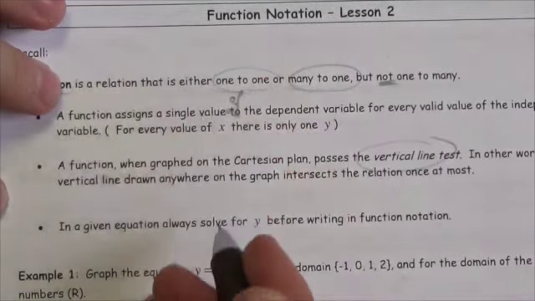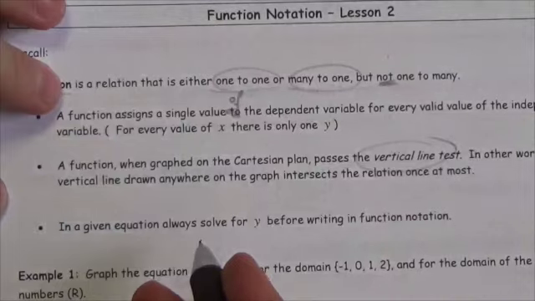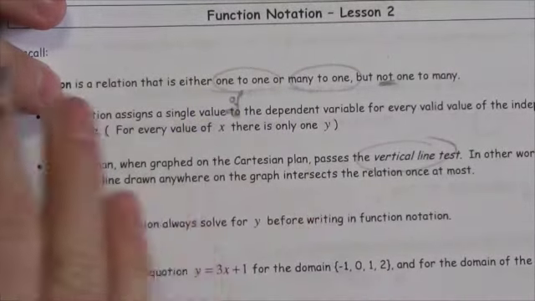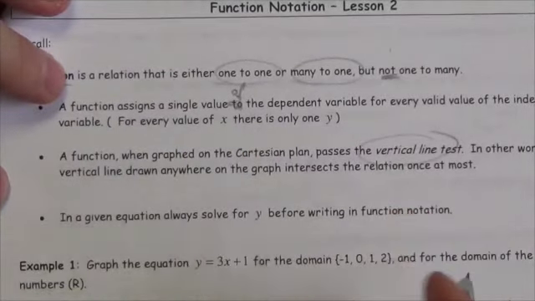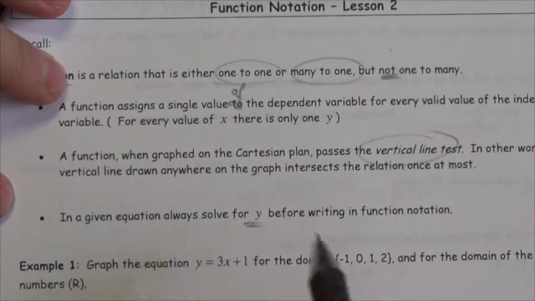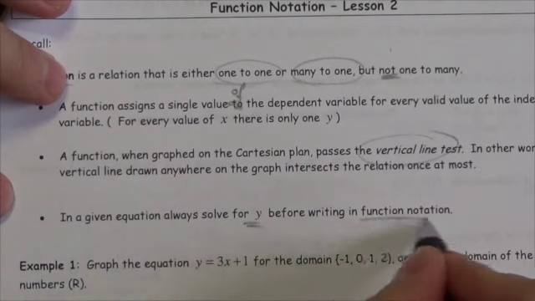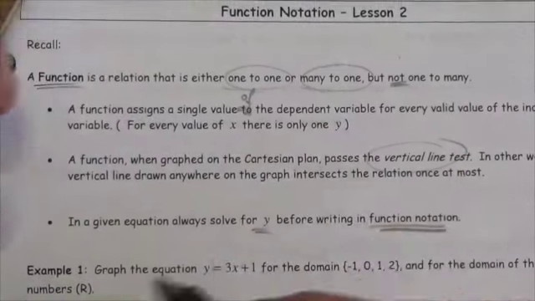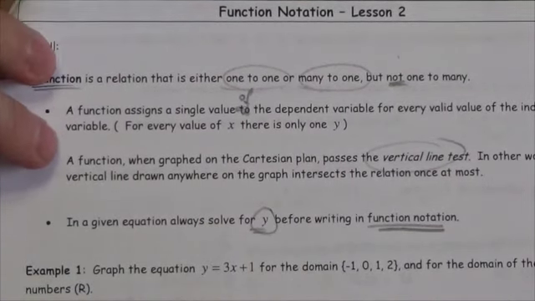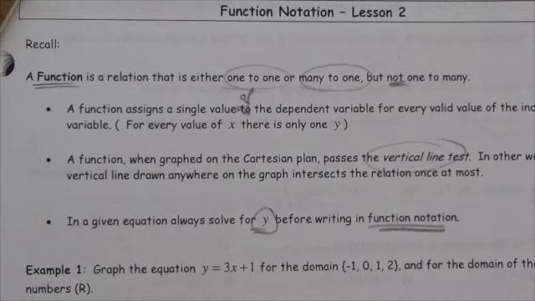If it is at all possible for you to draw a vertical line through this relation and hit the relation more than once, it's not a function. If it's a function, you can only hit it once. In a given equation, we're always going to want to solve for y before we write it in function notation. We'll look at function notation in a bit, but we need to be able to solve for y first. You'll see why in a second. Now, before we get into the nitty-gritty of function notation, let's look at an example about the representation of a function.